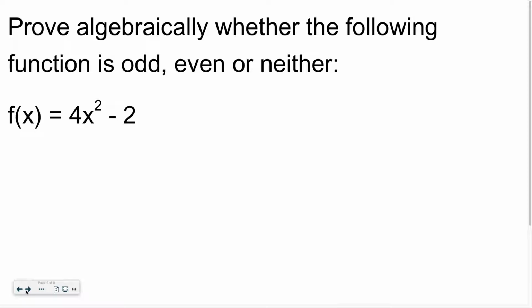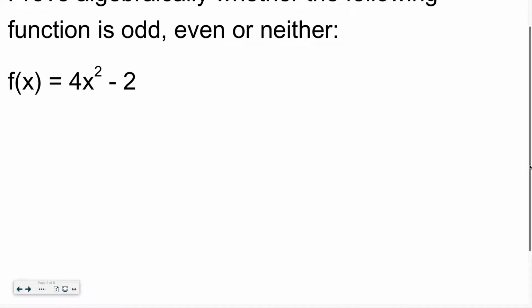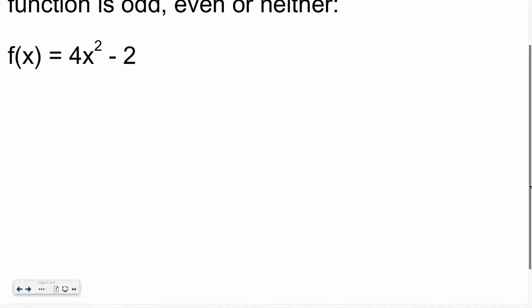Okay? So go ahead and write down f of x equals 4x squared minus 2. Some of you can imagine what this looks like. Based on the picture, you might have a guess as to whether you think this is even or odd or neither. So if you have a guess, tell your neighbor. They'll hold you accountable. If you don't know, it's okay, because we're going to do this algebraically anyway.